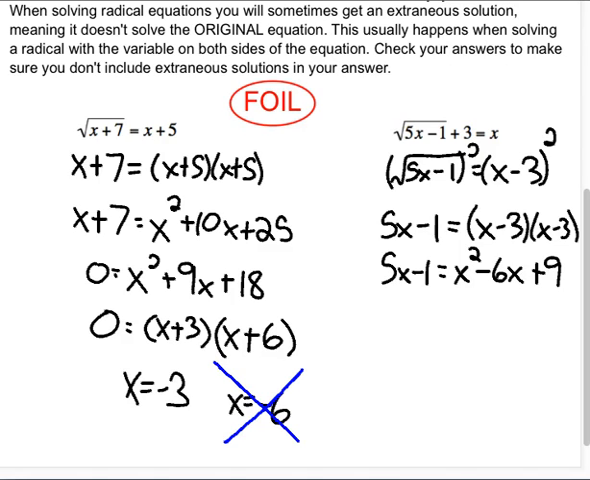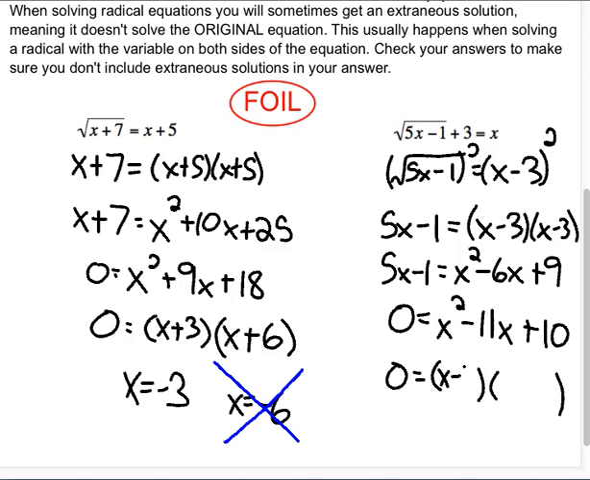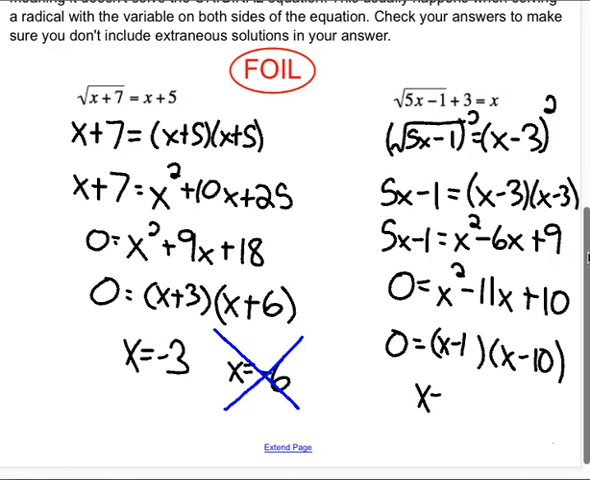Remember with quadratics, the way we solve quadratics, or really any polynomial, is we're going to want to get it set equal to 0. So I'm going to subtract the 5x, and I'm going to add the 1 over. When I do that, now I can factor it. So what are my two solutions here? Well, I get x equals 1 and x equals 10.